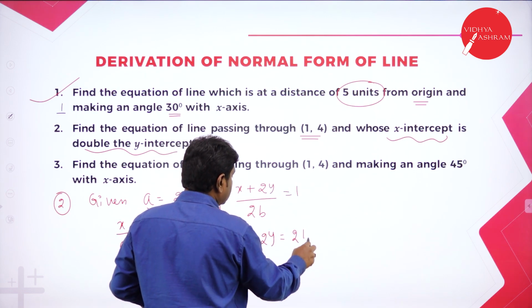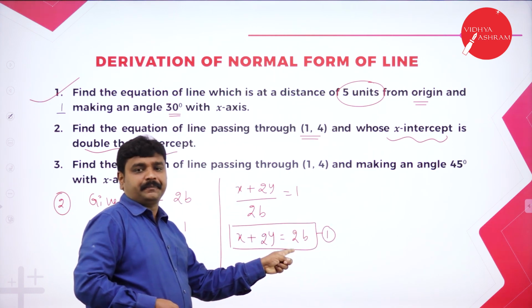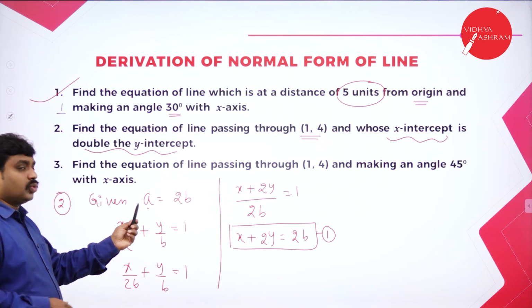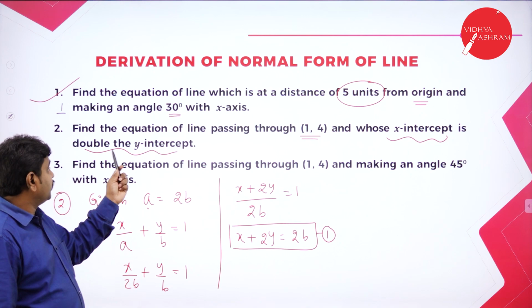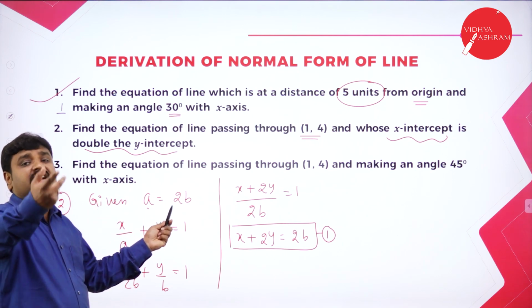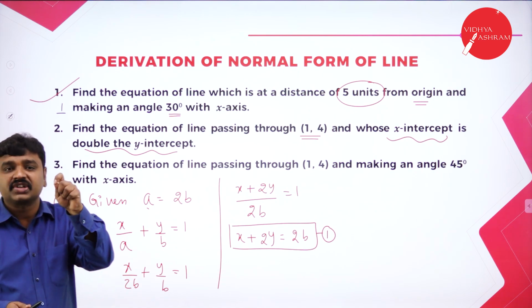This is our answer. So now I got the equation of the line, but this contains an unknown called b. They told that the line cuts the intercepts in such a way that the x-intercept is double the y-intercept, which means a is 2b. You know a stands for the x-intercept and b stands for the y-intercept.